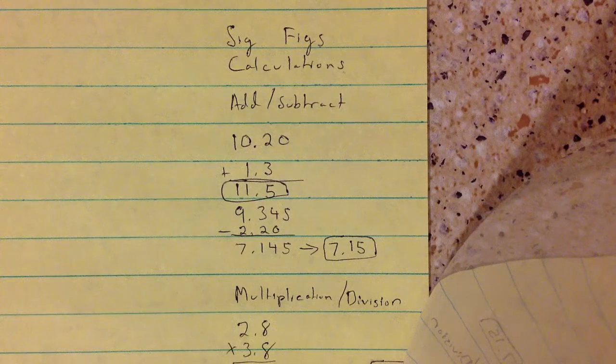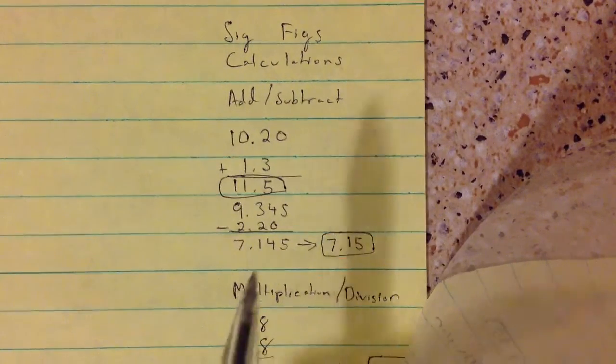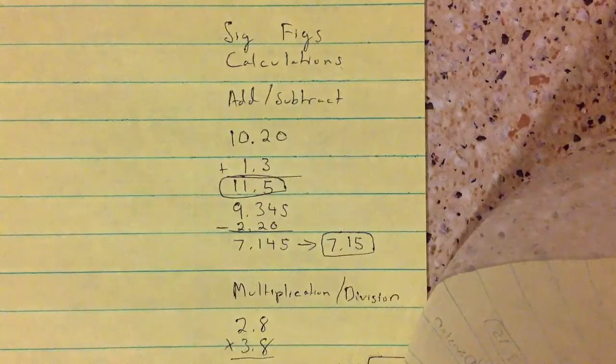So the second part of sig figs is going to be calculations with sig figs, and it's not too bad. I mean, there's a few tricky things that can happen, but for the most part it's not bad. So let's just get to it. Let's say we have an example: 10.20 plus 1.3.